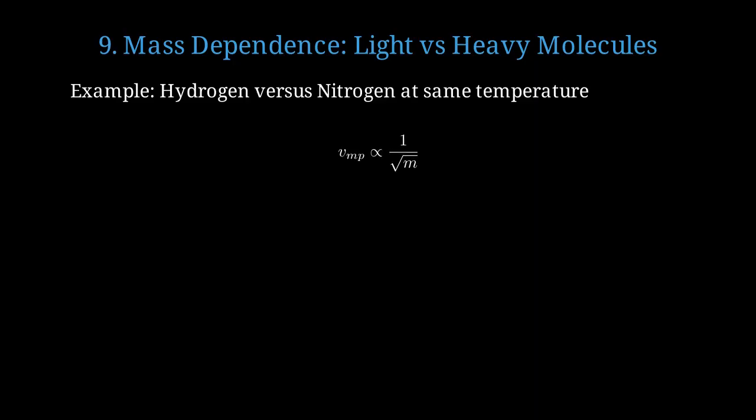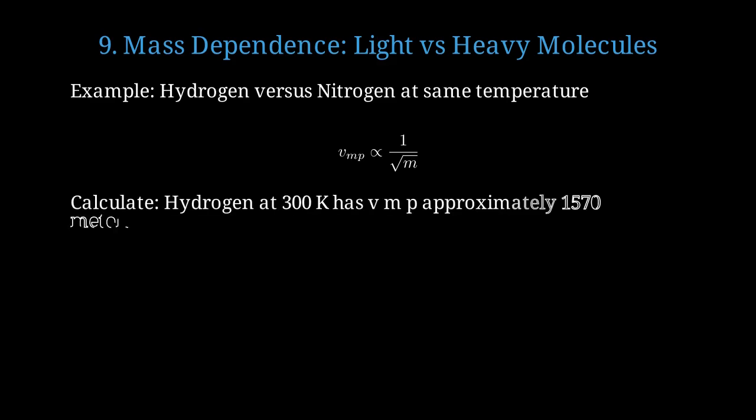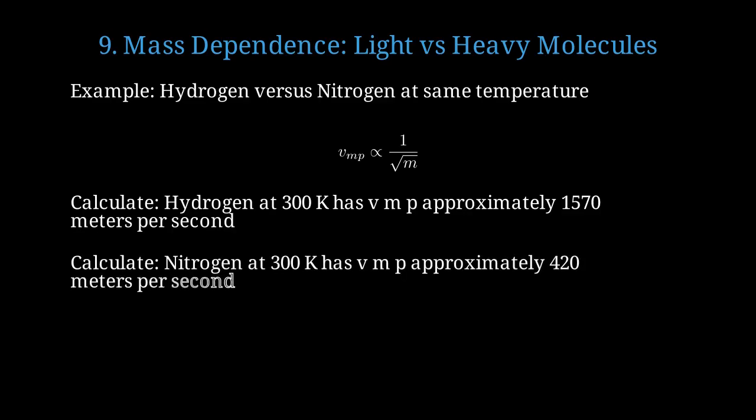Lighter molecules move faster. For hydrogen at 300 Kelvin, the most probable speed is approximately 1570 meters per second. For nitrogen at the same temperature, the most probable speed is only about 420 meters per second. Here we see hydrogen molecules have a much broader, flatter distribution extending to higher speeds, while nitrogen has a narrower, taller peak at lower speeds.